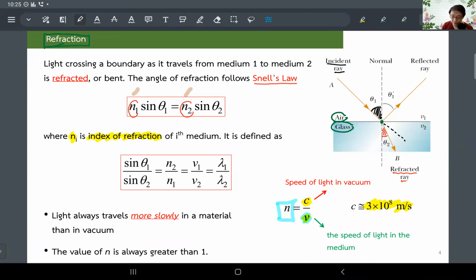After that, the rest is just Snell's law. So you take N, for example here: N of the air times sine theta 1 must be equal to N of the glass times sine of theta 2.